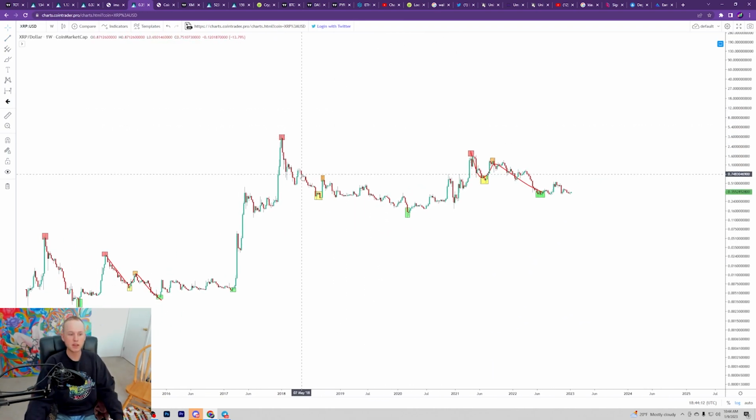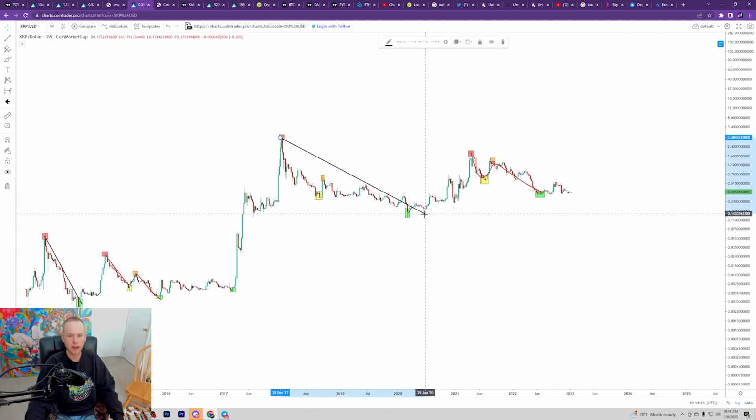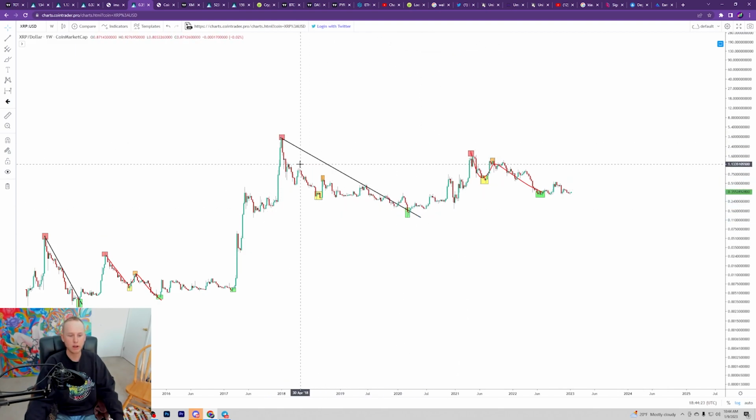Inside of XRP, what we've seen is the exact same reaccumulation patterns. The only difference is it's just taking more time to create that exact same pattern. And that's kind of what I've been talking to you guys about for a while now. This bear cycle was the same as our 2018 all the way down to the beginning of 2020. It was the same as that cycle.